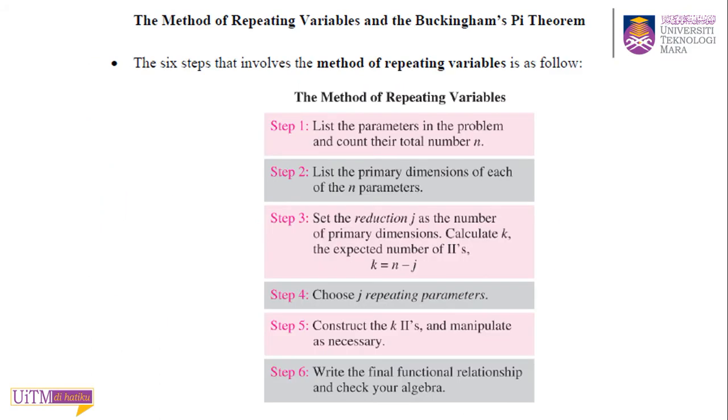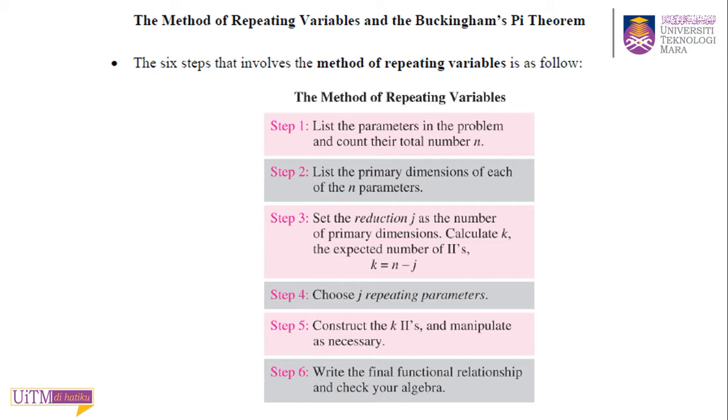So there are 6 steps in this method of repeating variables and the Buckingham Pi theorem. It was introduced by a researcher named Edward Buckingham. So he introduced this method. There are 6 steps involved in this method of repeating variables that you need to be familiar with. That's what we will learn today.